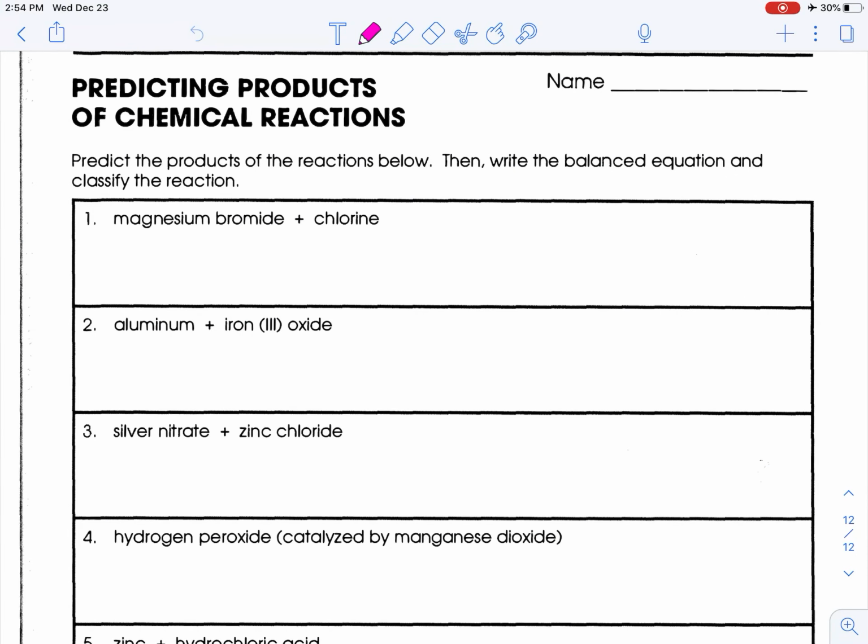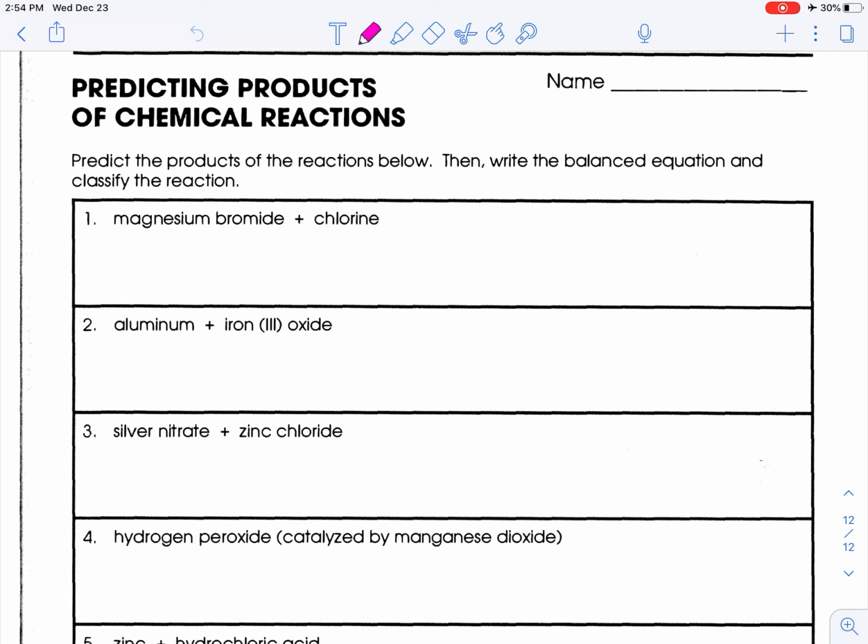All right, welcome. We are going to predict the products of chemical reactions. So we need to have a lot of information here. We need to know our reaction types, then we need to balance things, and then classify. So make sure you've got your periodic table close by, and let's go.